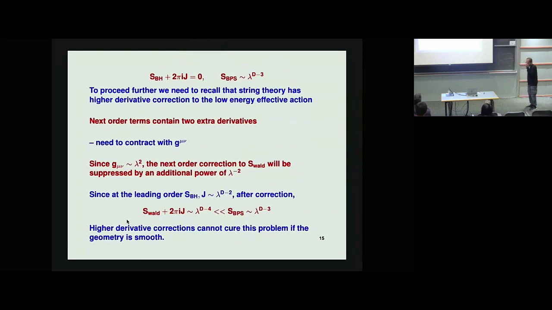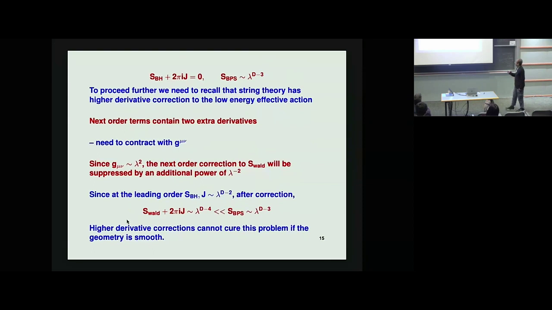Okay, so to proceed further, we need to recall that string theory, of course, has higher derivative corrections to the low energy effective action, right? So we are still not done because there is a contradiction, right? On the right hand side, the microscopic result goes as lambda to the d minus 3. Okay, this one is 0. So you have to get some non-zero answer on this side.